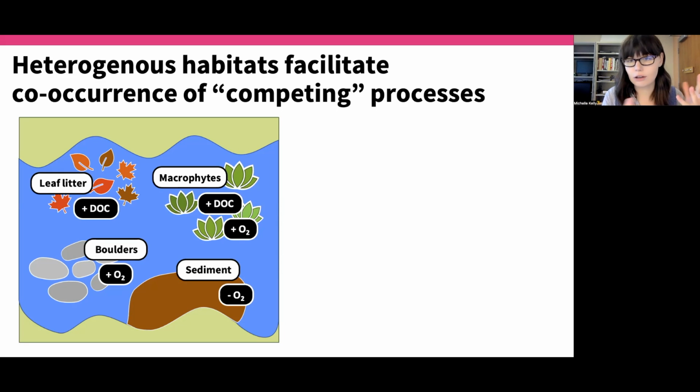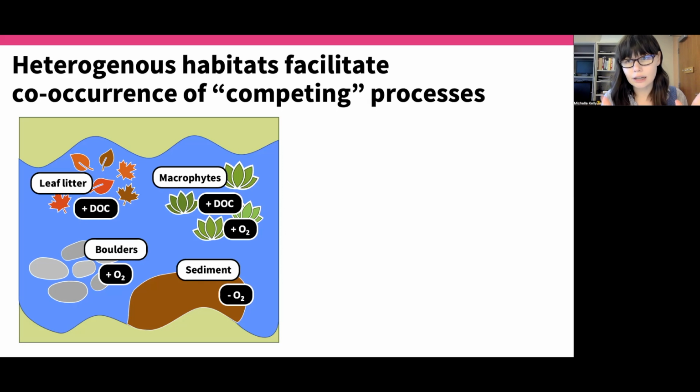So the leaf litter might have more organic carbon, macrophytes, they're producing organic carbon and oxygen. The boulders, typically they're in a riffly area, there's lots of gas exchange, they would have more oxygen. And the sediment, the structure of the sediment may develop low oxygen minimum zones. So we know that those different characteristics would foster different microbial processes.